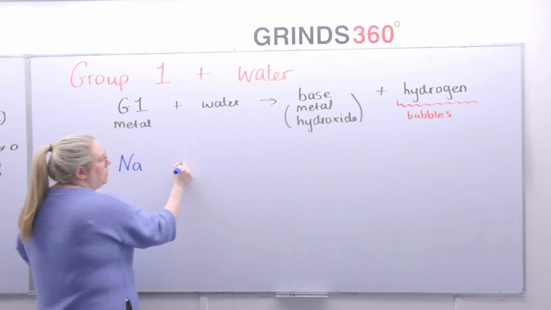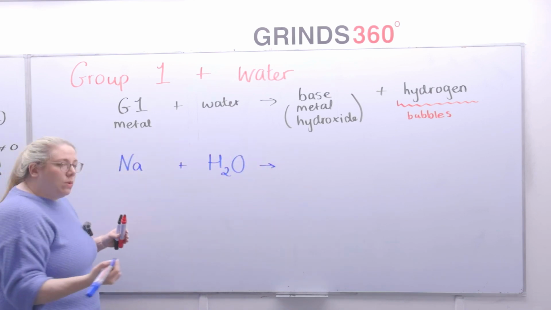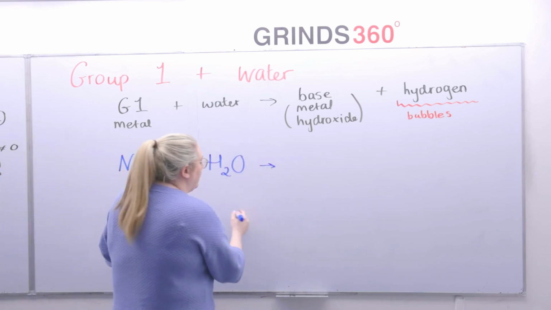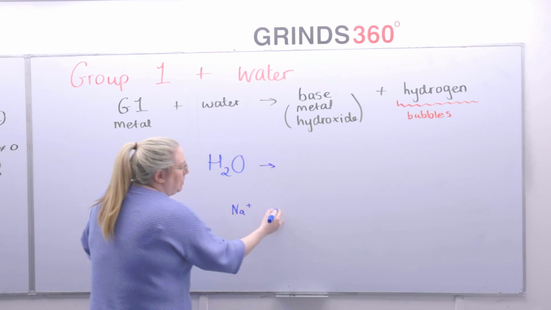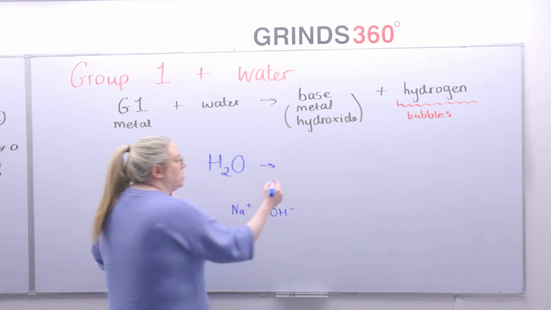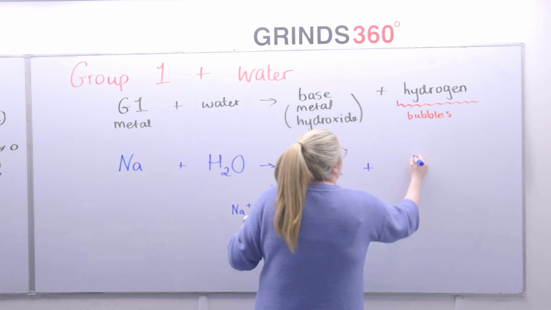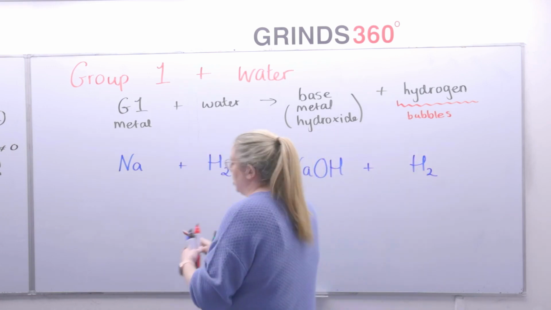Sodium reacts with water, which is H2O, to give me sodium hydroxide. Now, if you're not sure of how to write your formula, it's Na+ and OH-. +1 minus 1 is 0, so you need 1 of each. That will give me sodium hydroxide plus hydrogen gas, which is H2.